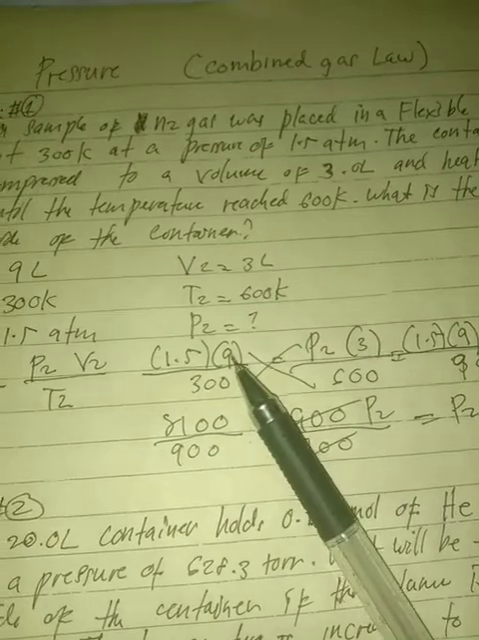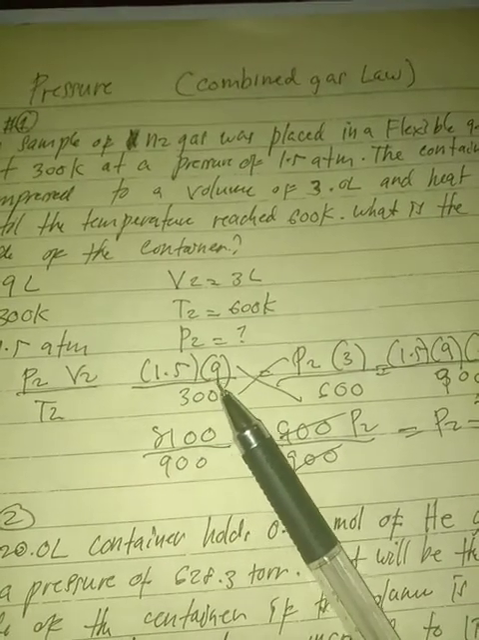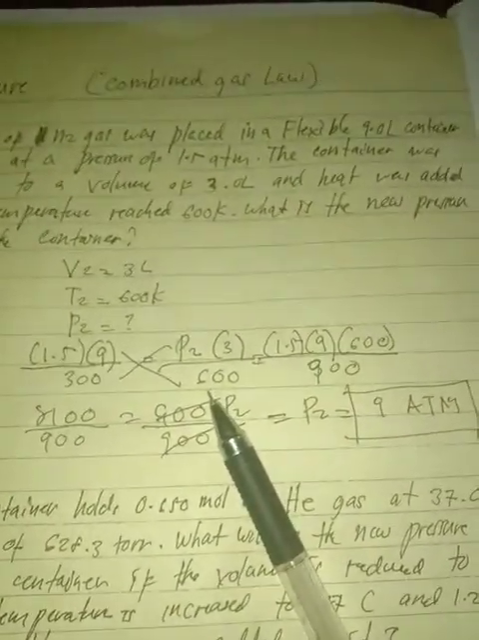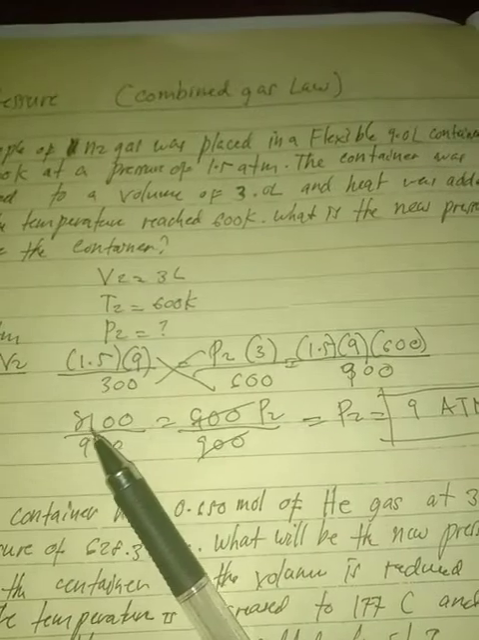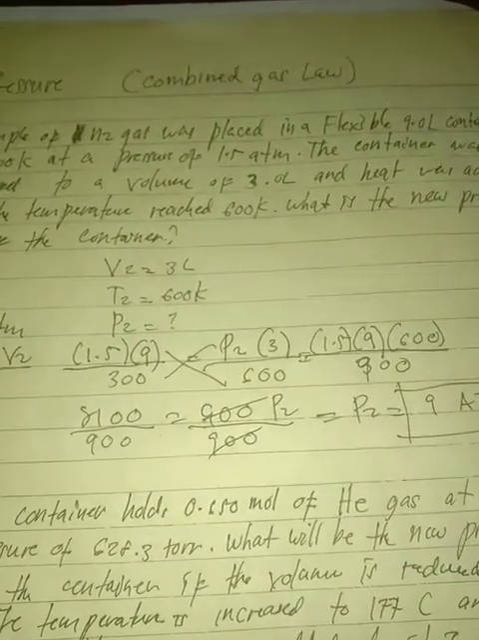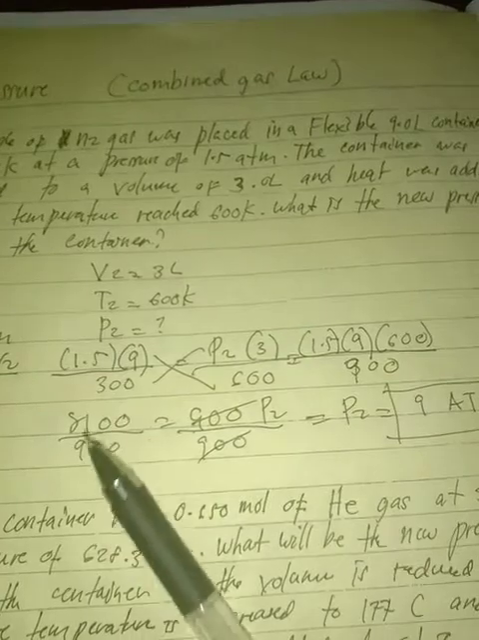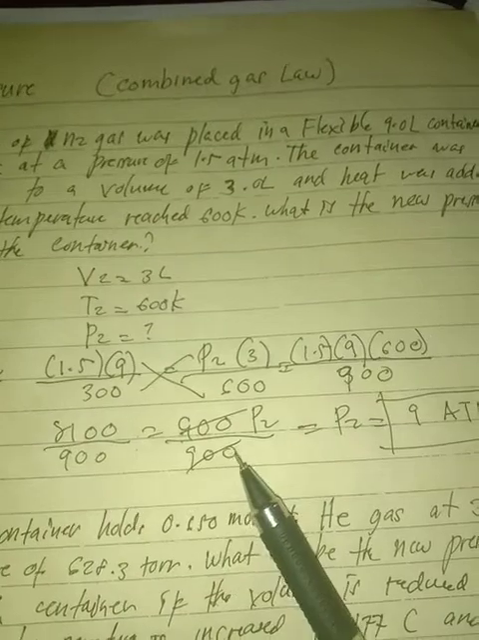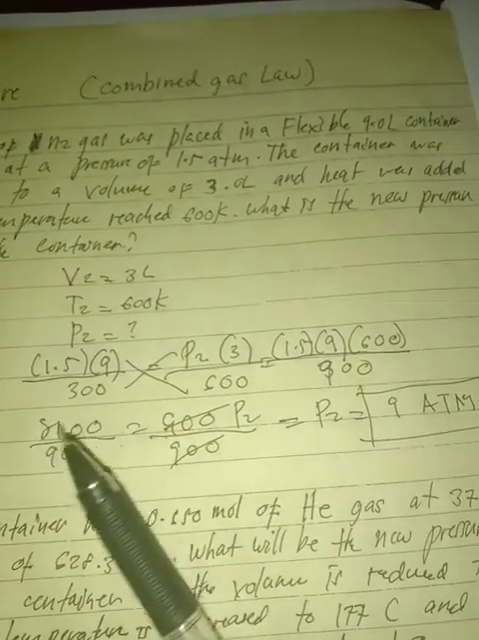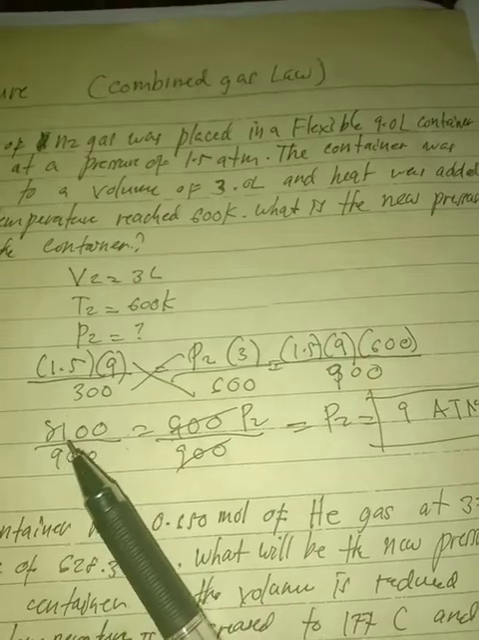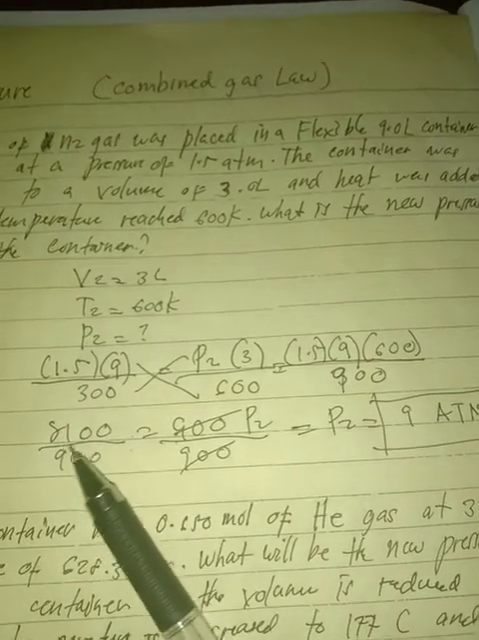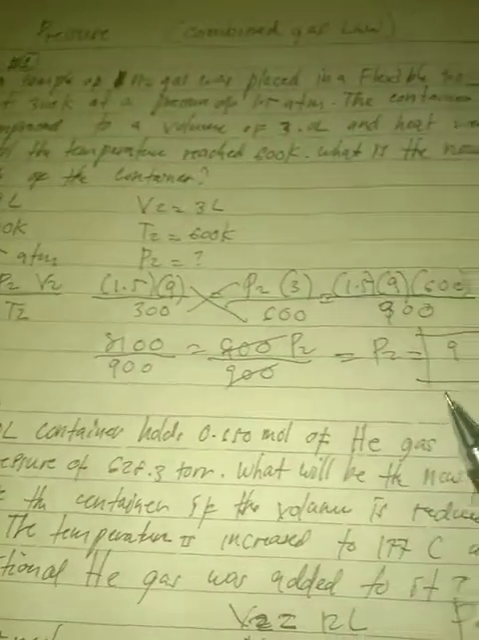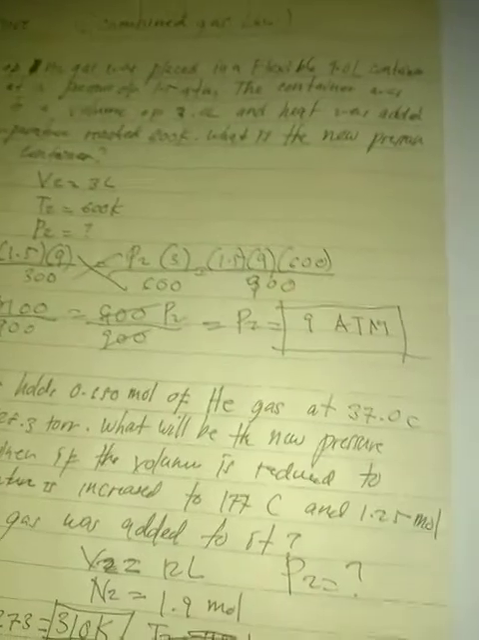So now we are going to cross multiply. So 1.5 times 9 times 600, the answer is 8,100. So we are going to multiply 300 to 3. So the answer is 900. So now we are going to divide this one. So 8,100 divided by 900 is 9 atm. So this is the value of our P2. So in problem number 1, this is the answer.